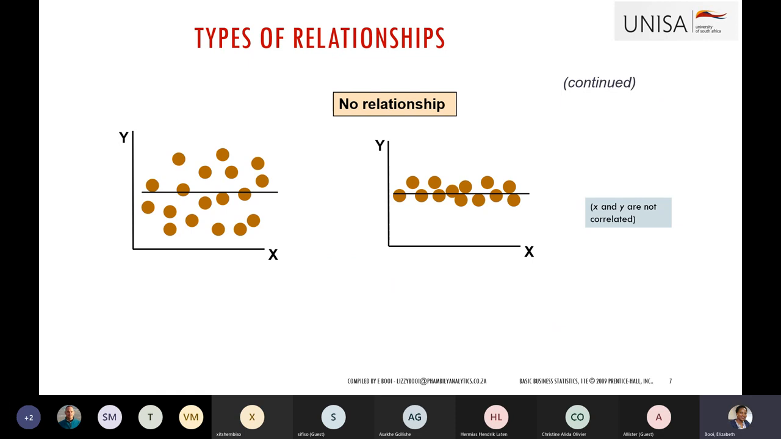We can also have no relationship. When data is scattered everywhere, there's no pattern. We cannot tell whether, when the values of X are increasing, the values of Y are increasing, so we say there is no relationship. Or when one value is static and doesn't change, there's no variation, we also say there is no relationship. But we can use a coefficient of correlation to calculate the magnitude of that relationship as well: the coefficient of correlation here equals zero, because when R equals zero, there is no relationship. We're going to look at an example later on.